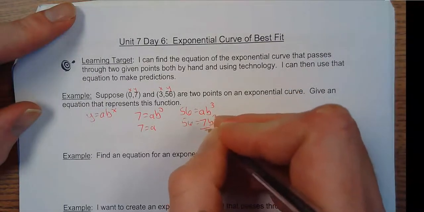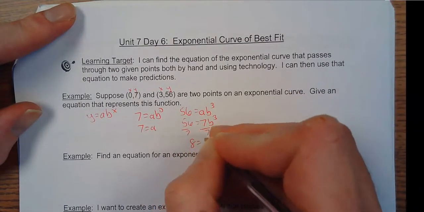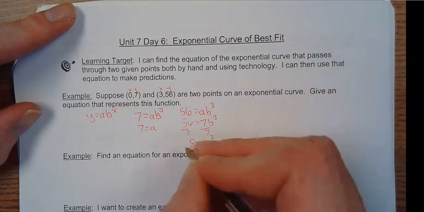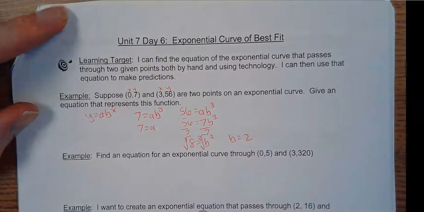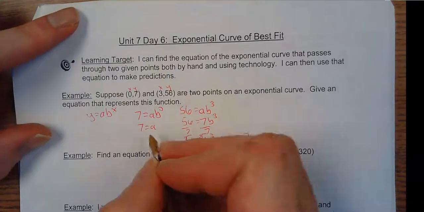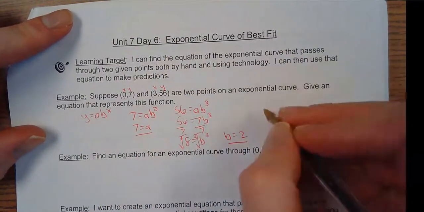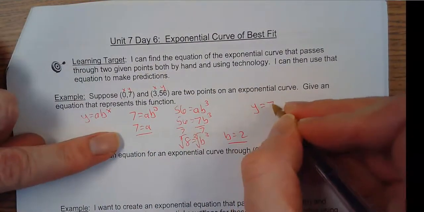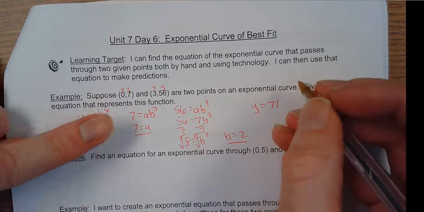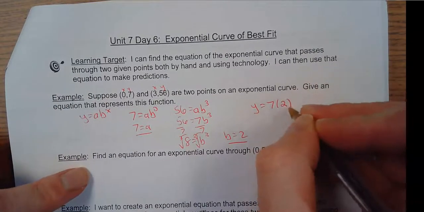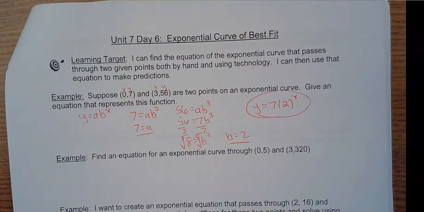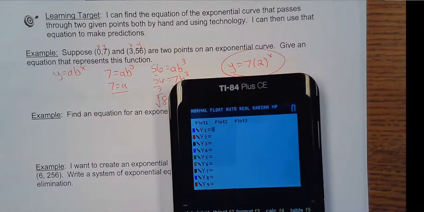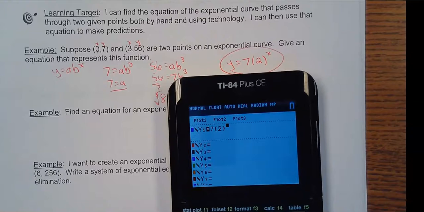Divide by 7, so 8 equals b cubed. If I cube root both sides, that means b equals 2. So if a is 7 and b is 2, then y equals 7 times 2 to the x power. If you want to check that and make sure it's right, you can graph it on your calculator: 7 times 2 to the x.